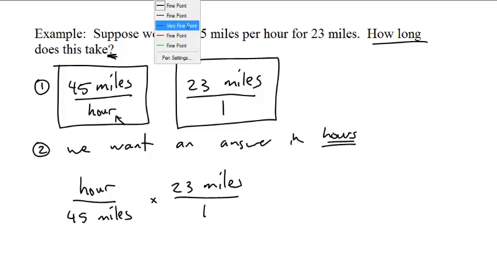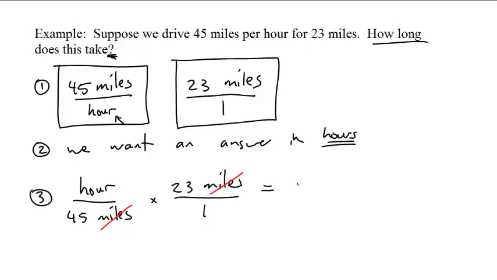And now we can reduce. This is multiplying fractions. If we have anything up top and below, we can cancel it out. We have miles down below. We have miles up top. They go away. And now we just multiply everything. This is step 3, I think. We are trying to eliminate everything but hours.